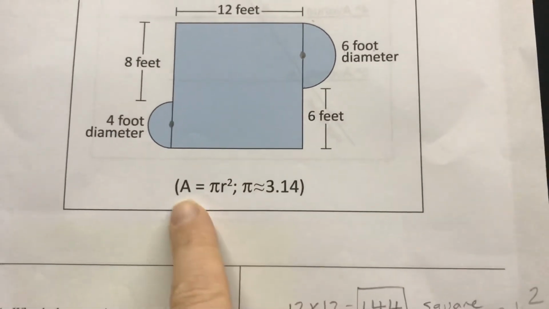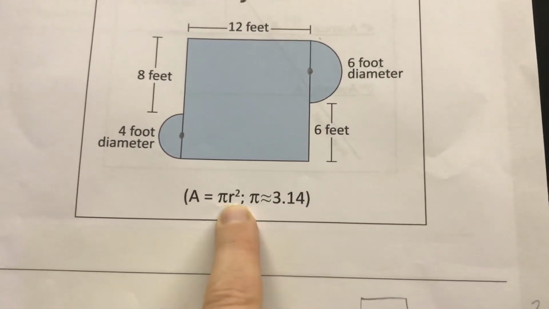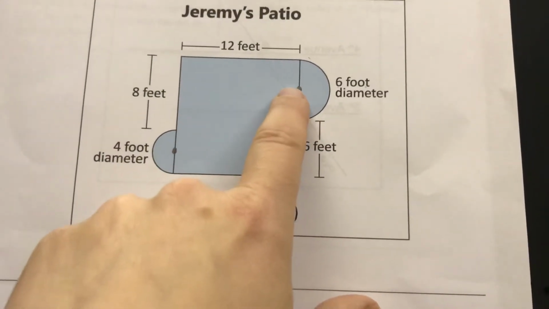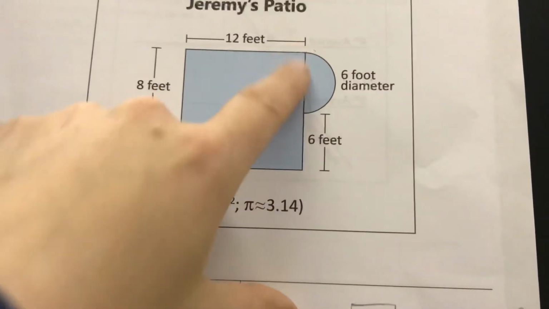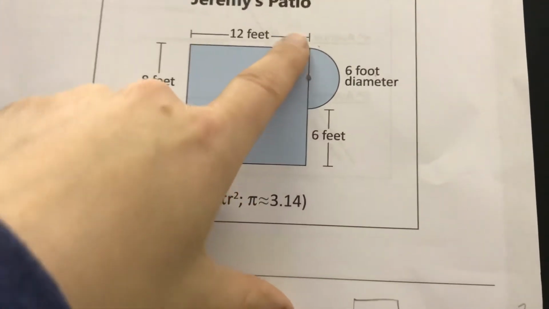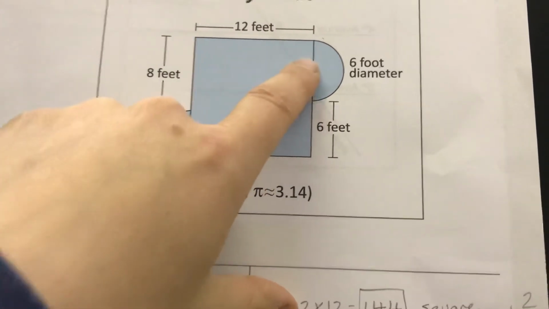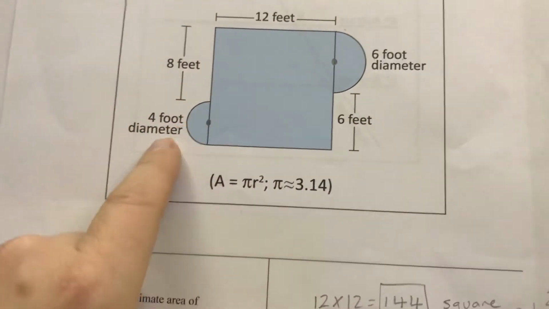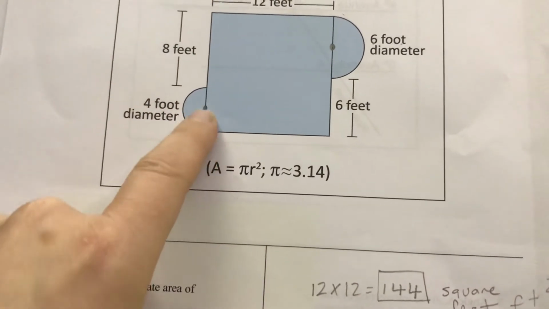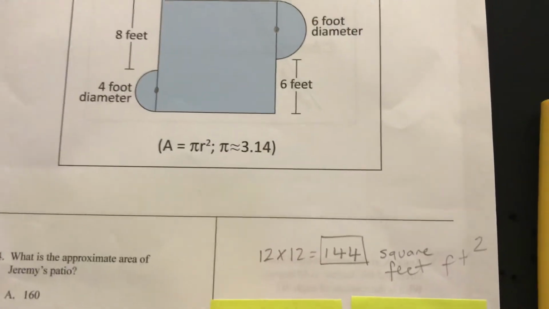Now it gives me some information here. A stands for area. So the area of a circle is pi times the radius squared. And I know the radius is half of the diameter. So from the center point out. So for example, if the diameter is 6, the radius is going to be 3. It's going to be half. Over here, I have a 4-foot diameter, so my radius is going to be 2. So let's take a look at these circles.